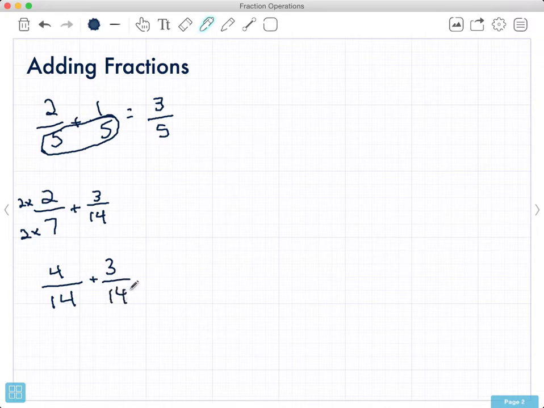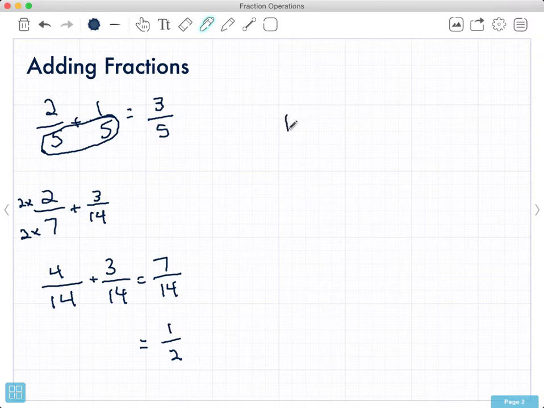But now I have a common denominator, and I can add those fractions together. I get 7/14. Now your teacher may discuss with you the need to reduce a final answer. 7/14 reduces to 1/2. We won't cover that in this video. You can ask your teacher if that's necessary.